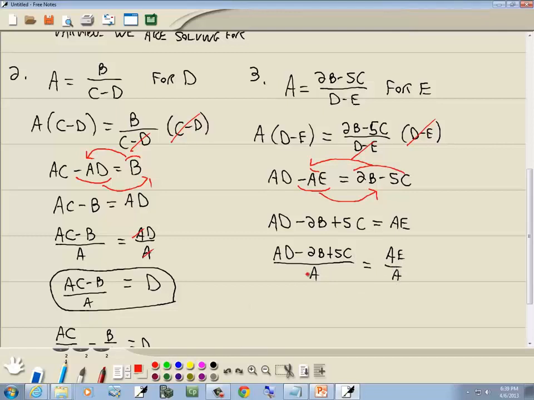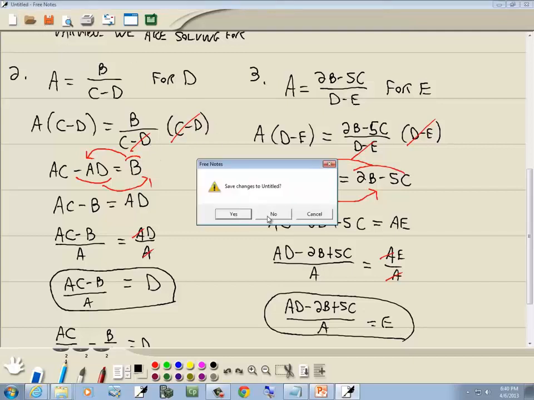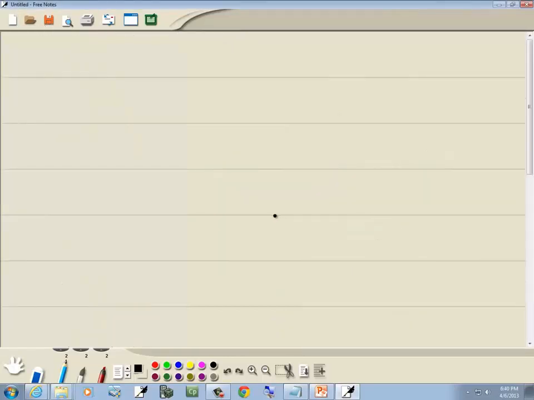Now when we do that on the right side, those a's are going to cancel. And we've got e is equal to AD minus 2b plus 5c all over a. And that's our answer. Let me start a new page. And let's look at our next problem.